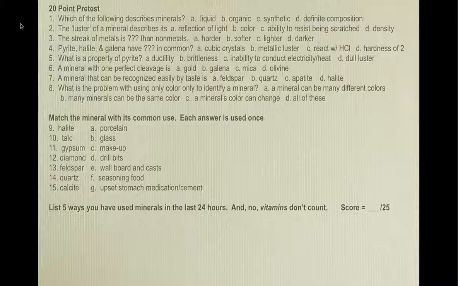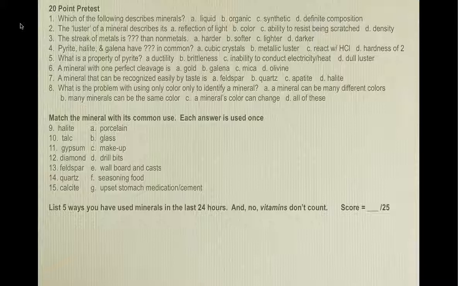Which of the following describes minerals? Liquid, organic, synthetic, definite composition. The luster of a mineral describes its what? Reflection of light, color, ability to resist being scratched, or density. The streak of metals is what compared with non-metals? Harder, softer, lighter, or darker? Pyrite, halite, galena all have what in common? Cubic crystals, metallic luster, react with hydrochloric acid, or a hardness of 2.